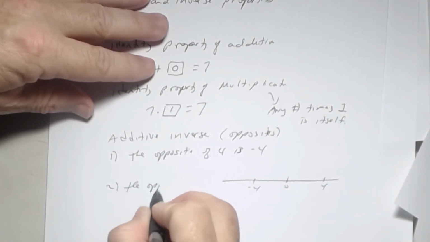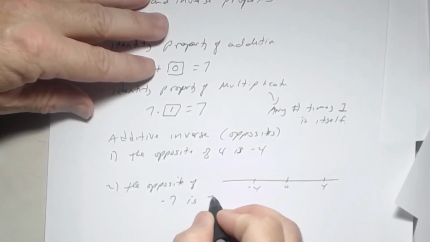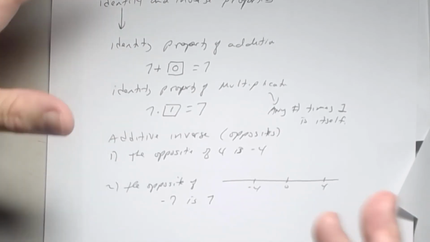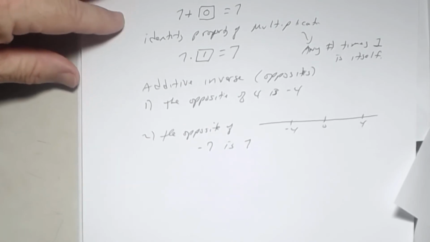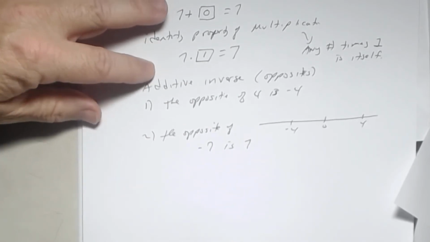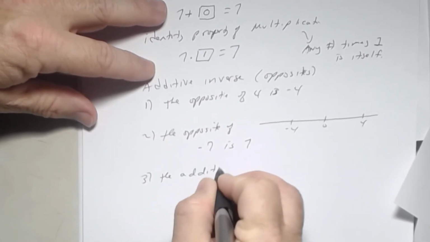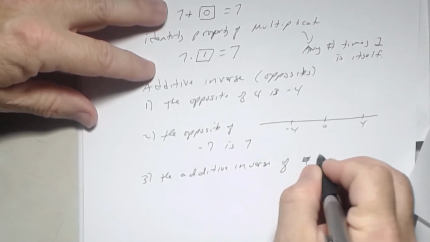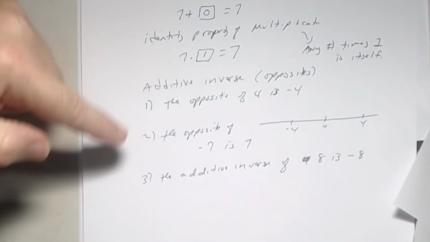The opposite of -7 is what? 7. Because -7 and 7 are on opposite sides of 0, the same distance from 0. But instead of using the word opposite, I could have used what word? Additive inverse. So I could have said the additive inverse of 8 is -8. They all mean the same thing: opposite, additive inverse.